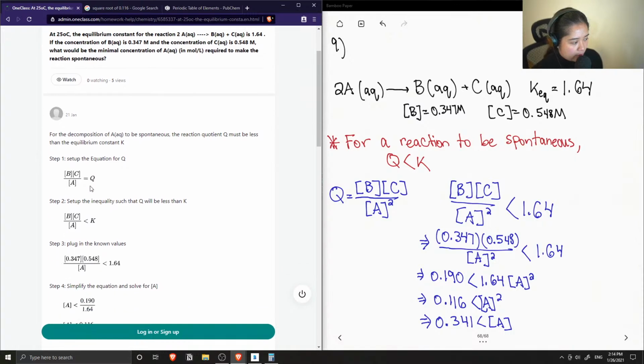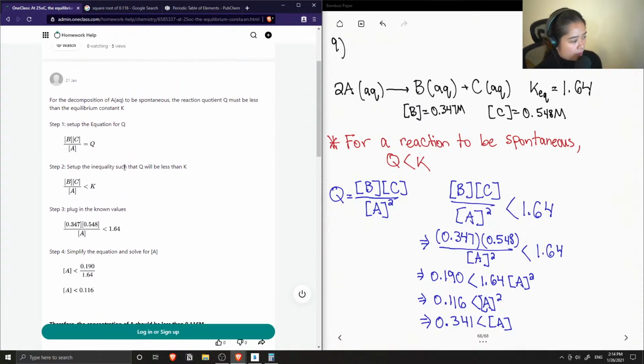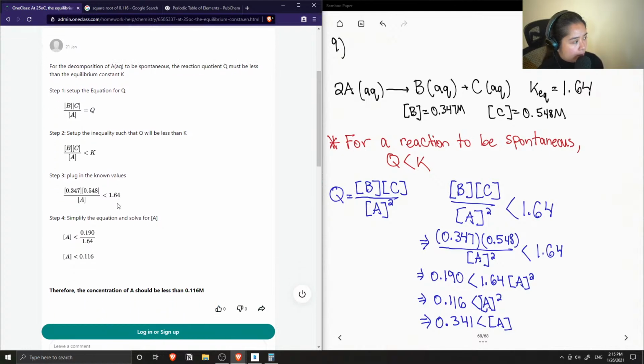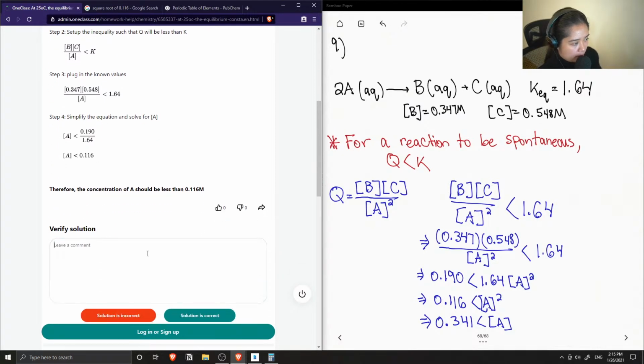Let's see what the junior tutor said. For the decomposition of A to be spontaneous, the reaction quotient must be less than the equilibrium constant K. So they set up their equation for Q. And already I can see that I think they just forgot to put their A to the power of 2. But they plugged everything in and got the 0.116. I'm just going to say that the explanation is correct.